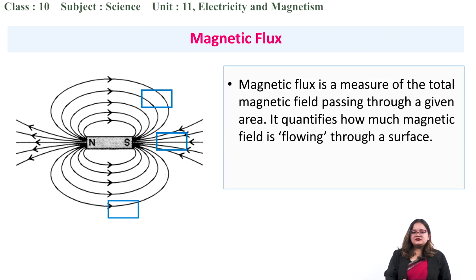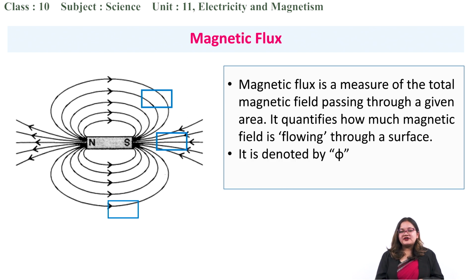So basically magnetic flux is a measure of the total magnetic field passing through a given area, and it also quantifies how much magnetic field is flowing through a surface. It is denoted by the symbol phi, as you can see on the screen, and we measure it in Weber. It is the name of a scientist, and we use it as the SI unit of magnetic flux. We measure it in Weber, which is also written as Wb.